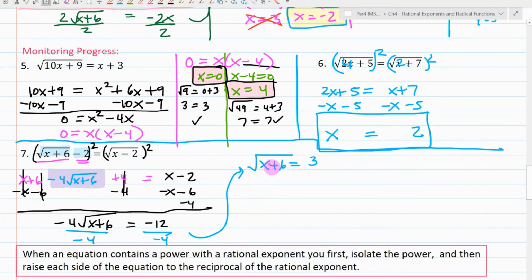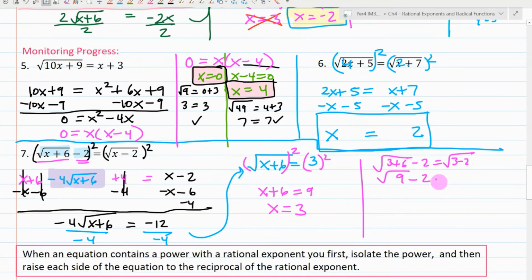You should know that the square root of 9 is equal to 3. That means x plus 6 has to be 9. So x is equal to 3. If we check that in the original equation, then we get 3 plus 6 minus 2 equals the square root of 3 minus 2. That's 9, the square root of 1. 3 minus 2 equals 1. So x is equal to 3 is the correct answer.